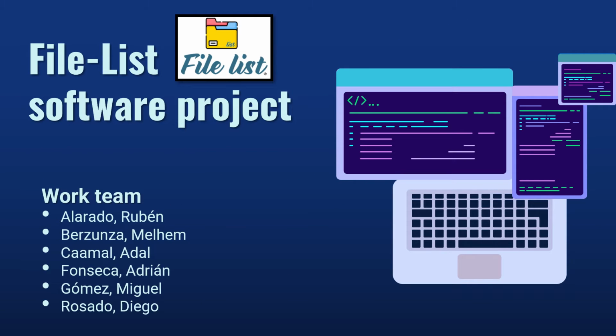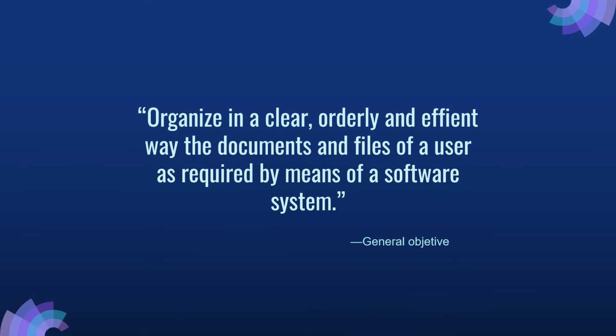We are team number 1, and during this semester we're making the File List project. But what is File List? File List is a software project where people can be more organized, and we were preparing it, trying to make it simpler so that people feel they know how to use the program since they're born. Organizing the documents and files of a user in a clear, orderly, and efficient way by means of a software system is our objective with this project.